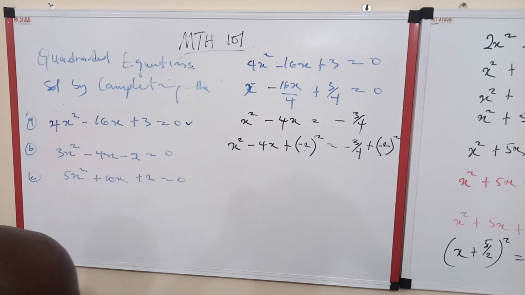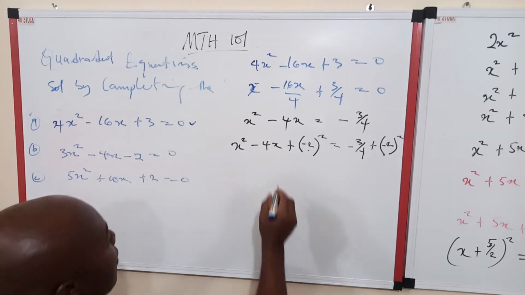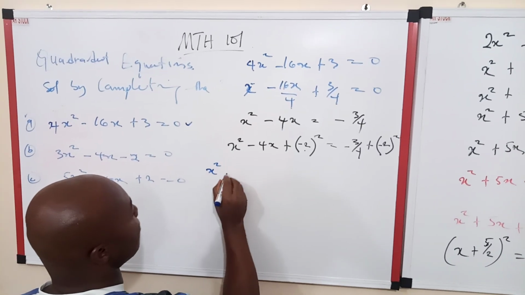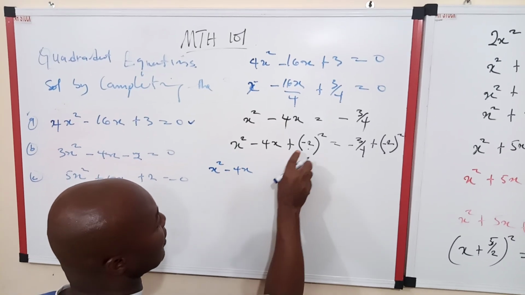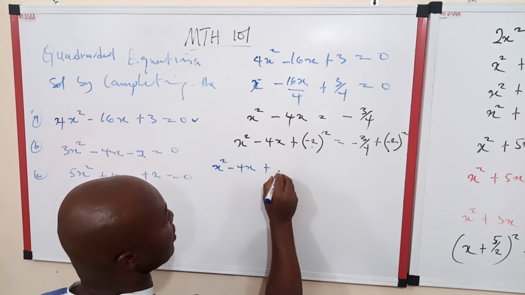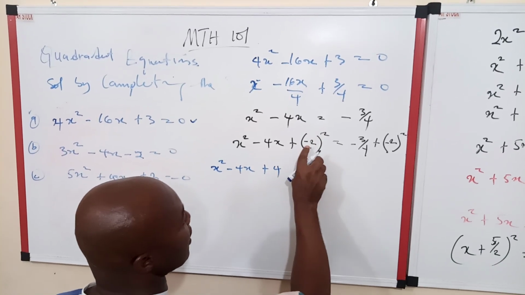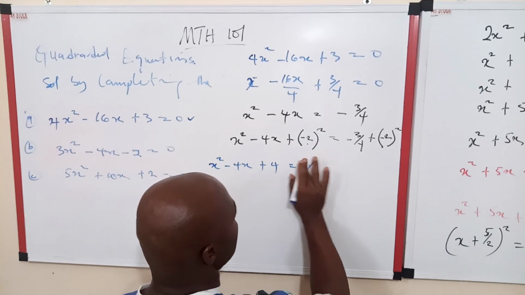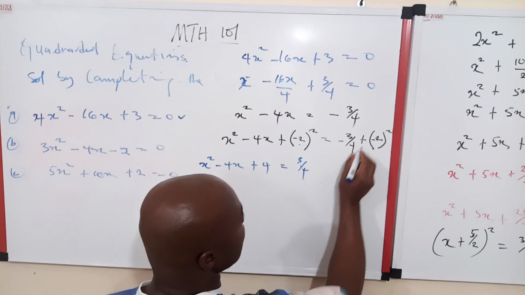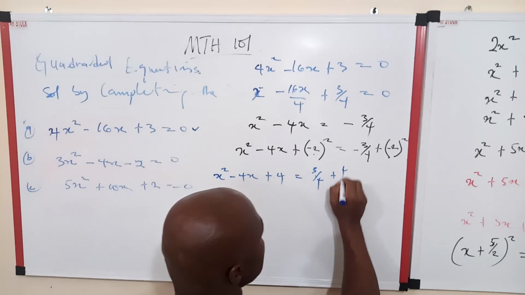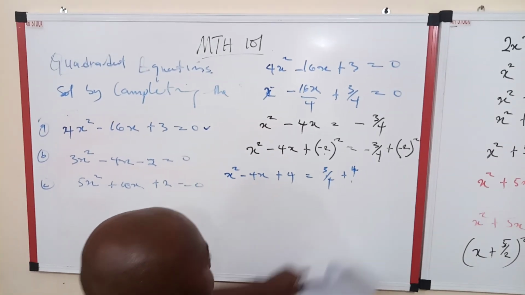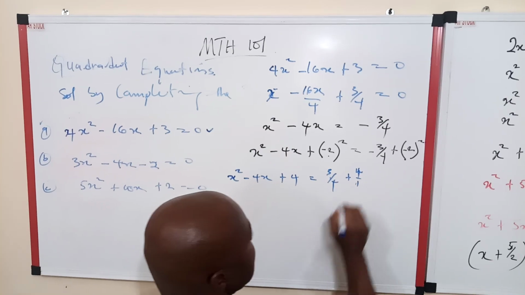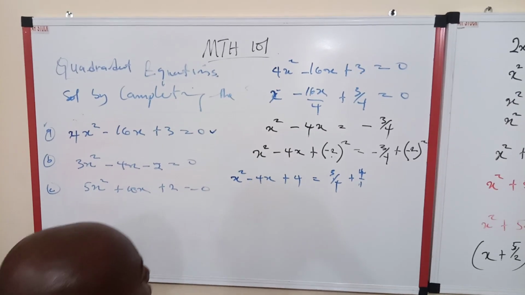Now you can further simplify this. We can further simplify this by saying x squared minus 4x. Now if you multiply this, you're going to have positive 4. Negative 2 times negative 2 is positive 4, equal to negative 3 over 4. This one also gives us positive 4. Now here is positive 4 over 1, which is still the same thing as 4.